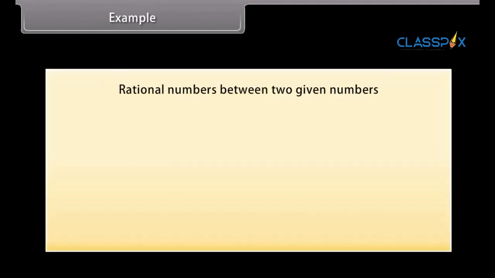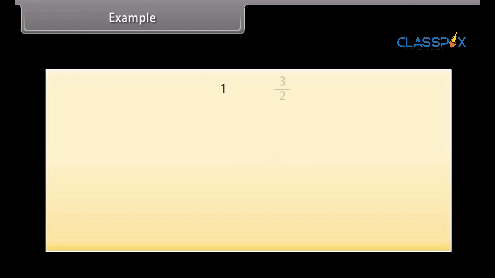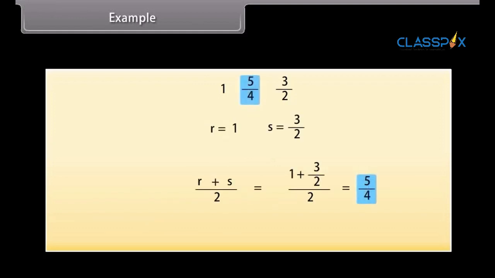Example. Let's now learn how to find rational numbers between two given numbers. The given numbers here are 1 and 2. Say 1 is r and 2 is s. To find the rational number between r and s, we have to add r and s and divide the sum by 2. So we get 1 plus 2 is equal to 3 by 2. Therefore, the rational number between 1 and 2 is 3 by 2. Similarly, the rational number between 1 and 3 by 2 is 5 by 4.